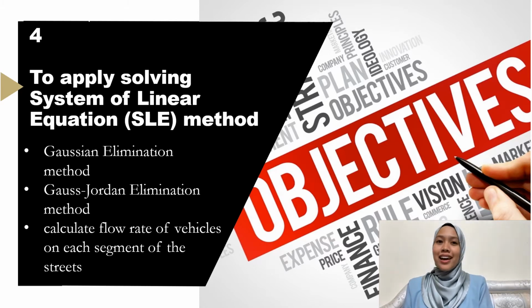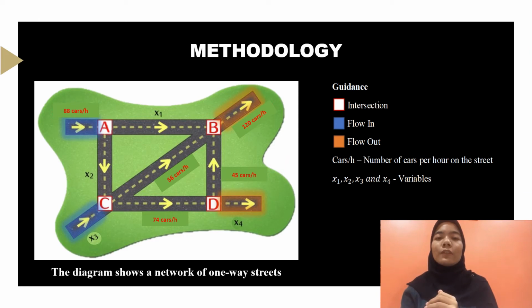by Farhana and Damia. First of all, I want to inform that there are two parts in this section. For the first part, I start by showing the diagram. As you already know, this is a network of one-way streets. There is a guide which you can refer to for more understanding of this diagram.